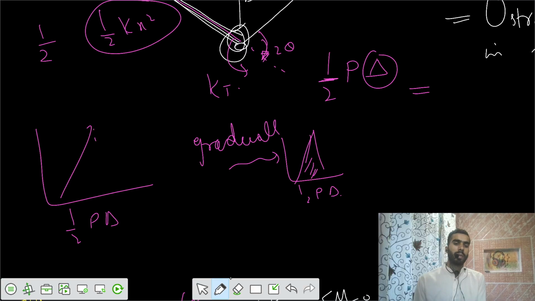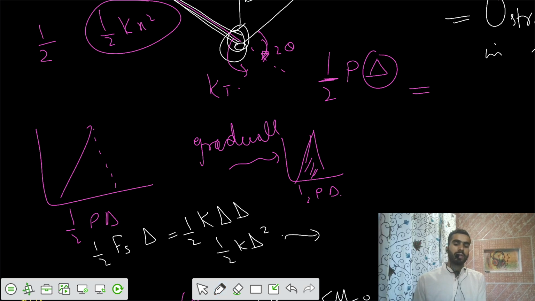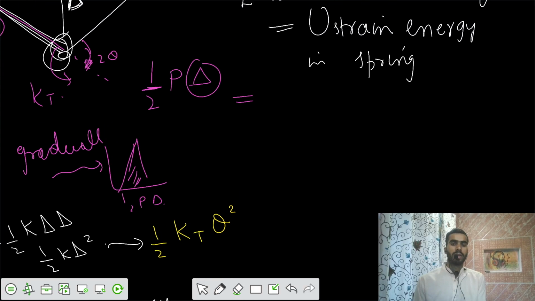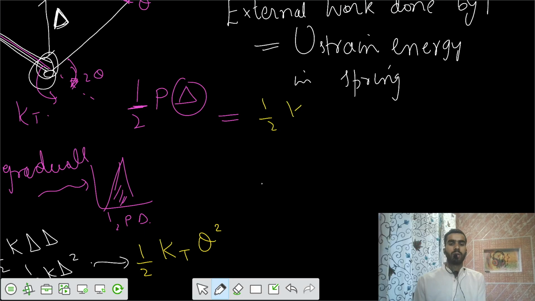Similarly here I would write 1/2 P into delta. If I replace that P by the force in the spring, I would write force in the spring into delta. What is the value of F? That is K into delta, into delta. So I would get a value of K delta square. Similarly, if there is a torsional spring, the strain energy stored equals half of K torsional stiffness into theta square, because your torsional stiffness is preventing or undergoing some theta. So I can use that equation 1/2 KT theta square.